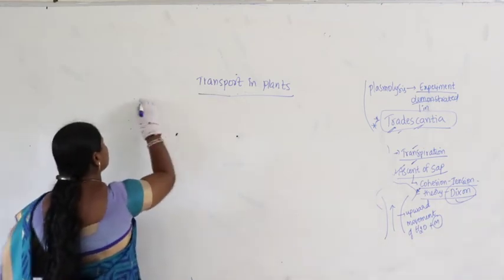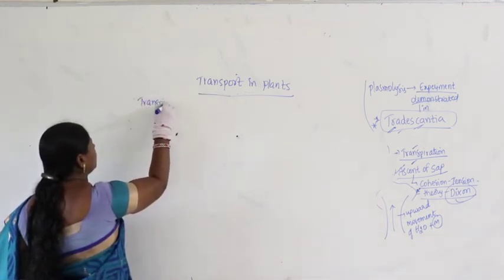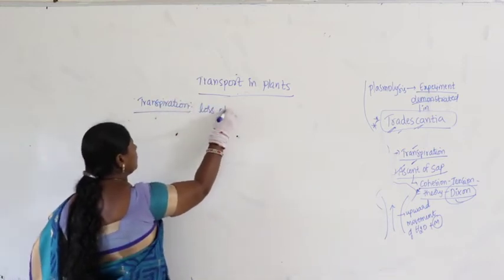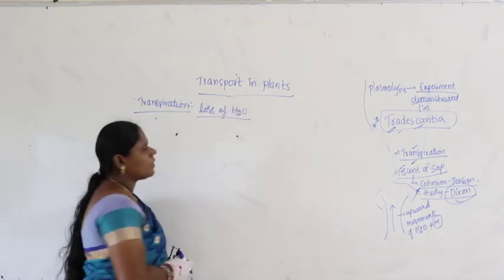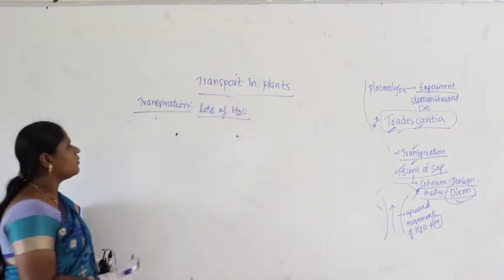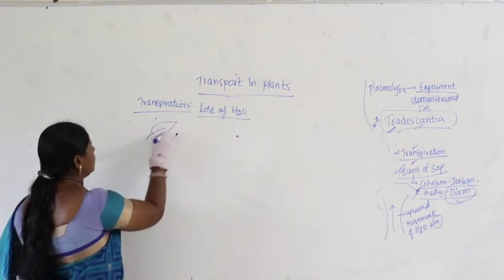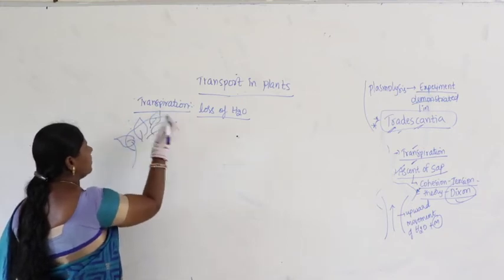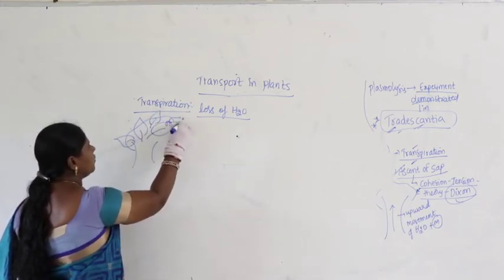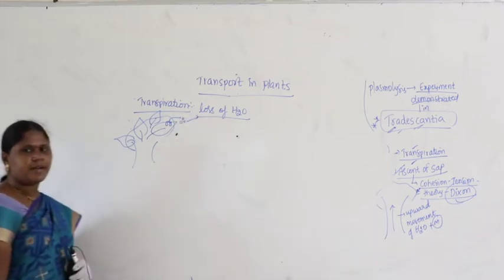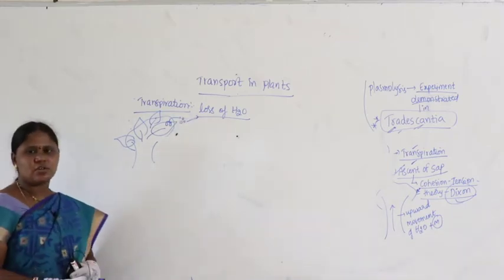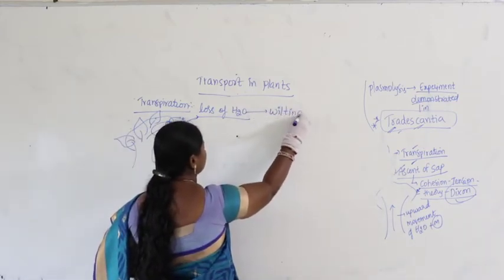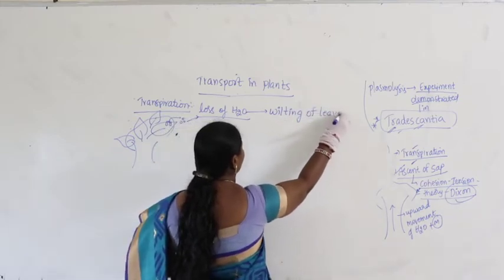So if you take transpiration, there is a loss of water, and it happens frequently from the surface of the leaf. Suppose you take a plant from which there is a loss of water. Through stomata there is a loss of water. The loss of water itself we call transpiration. When continuous loss of water is there, it causes wilting of leaves.